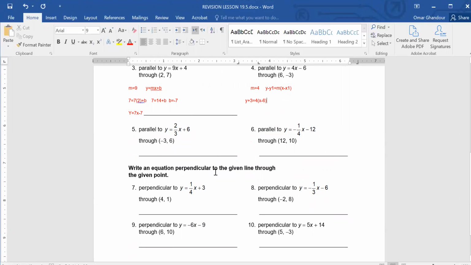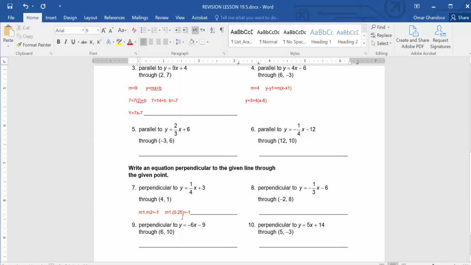Write an equation perpendicular to the given line through the given point. Since it's perpendicular, I'm going to use the formula m1 multiplied by m2 is equal to -1. So let's see how to do it. First of all, I will write my formula. m1 multiplied by m2 should be equal to -1, which means m1, which is my unknown, multiplied by m2, which is 0.25, since 1/4 is 0.25, should be equal to -1.